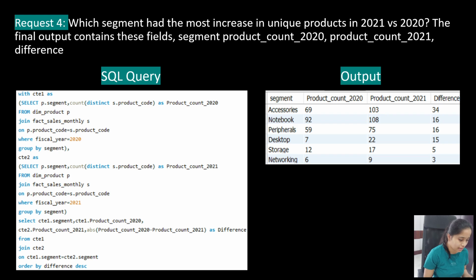So this is the fourth ad hoc request. The question is: which segment had the most increased unique products in 2021 versus 2020? We can identify it similarly to the previous query. We get the product counts in 2020 and 2021 segment-wise and subtract the 2020 count from the 2021 count. To get this, again I used a CTE in this query, and this is the output with the difference between 2020 and 2021 products. Let's move to the insights part now.